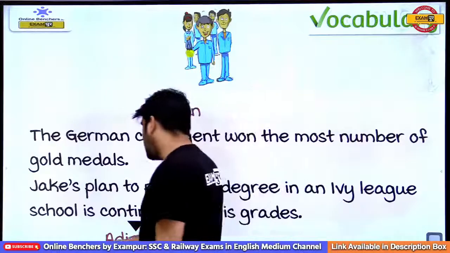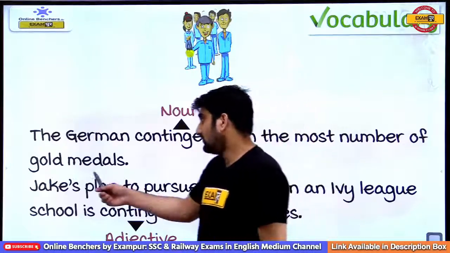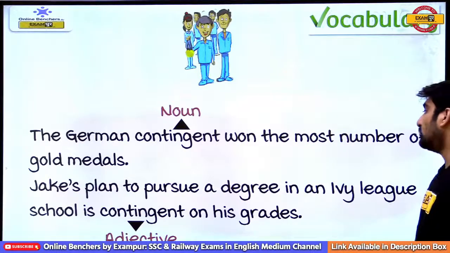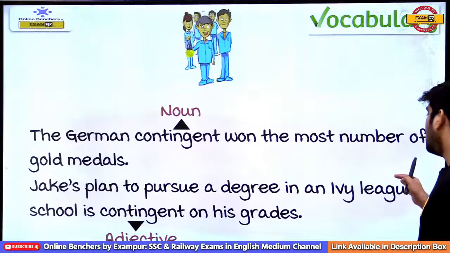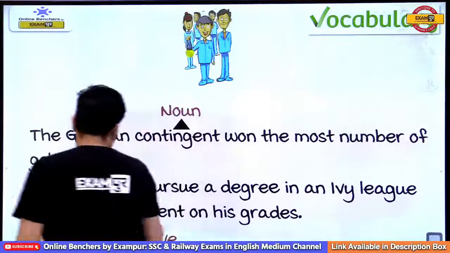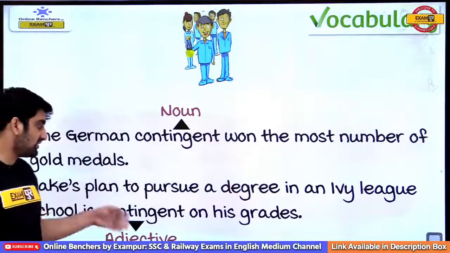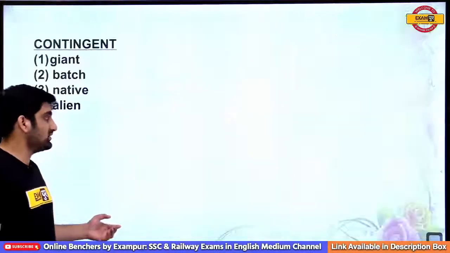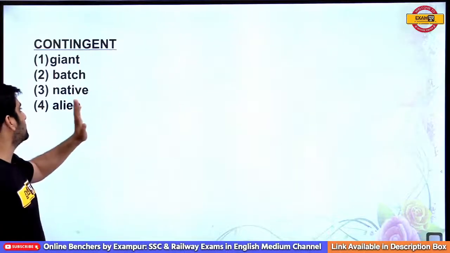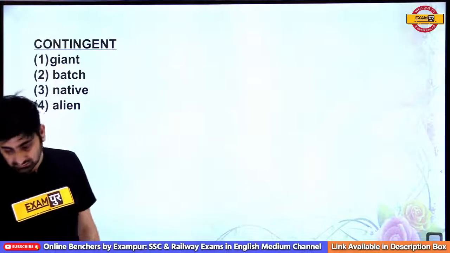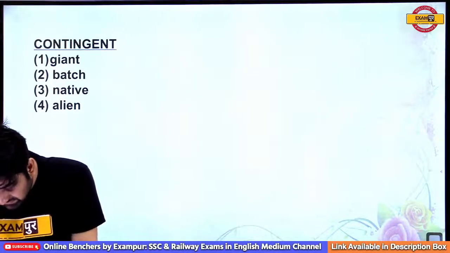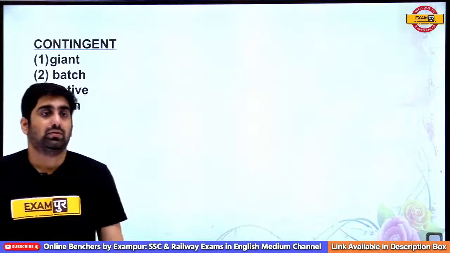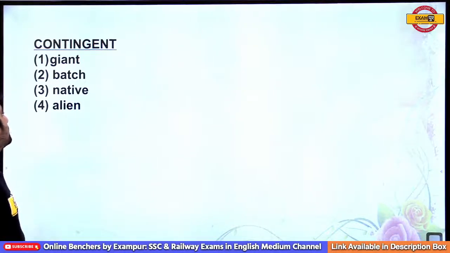And if you want to take an example of an adjective: Jake's plan to pursue a degree in an Ivy League school is contingent on his grades. Contingent on his grades means depending on his grades. Guys, contingent has been asked in the examination with these four options. You have to choose wisely which according to you is the correct answer. Okay? Please guys, reply to me in the chat box.